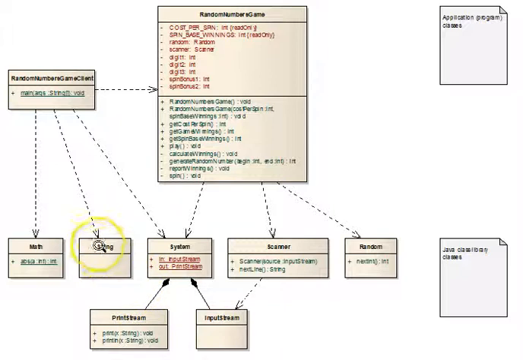String is an example of a class where in the runtime environment there will be multiple strings in use, whereas the random number game class up here in the runtime environment will only have a single object to represent it.